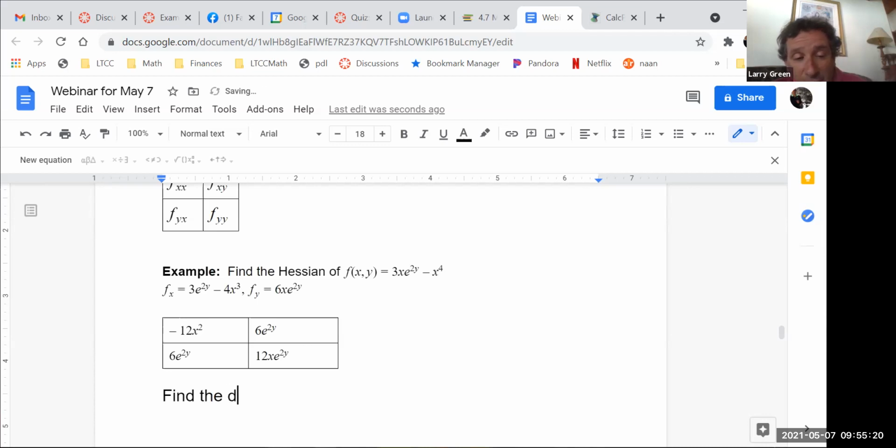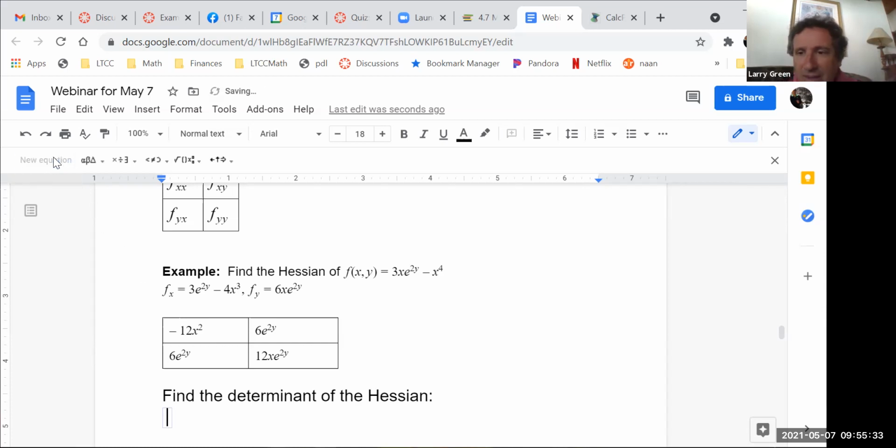Okay, so the next is find the determinant of the Hessian. Who remembers how to find the determinant of a 2 by 2 matrix? So how do you find the determinant of a matrix? Yeah, you multiply on the diagonal and subtract, actually. So we're going to take AD minus BC. So let me write that out. I'll kind of write it the slow way.